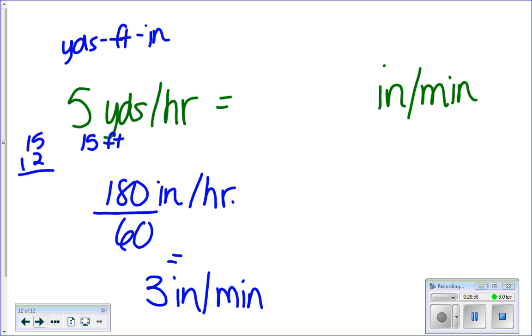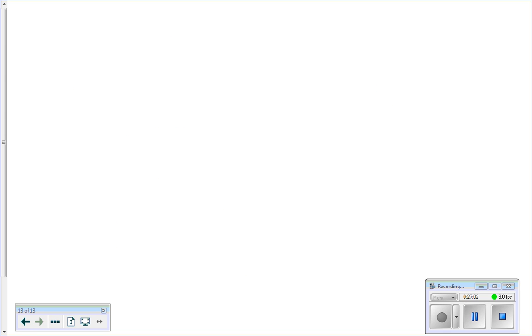Okay, do you want to do number 3 yet? All right, let's find number 3. So 3 says 8 inches equals blank centimeters. So this is where you're going to use your chart. Sometimes, not all the time. So if I go back to my chart, what's 1 inch?